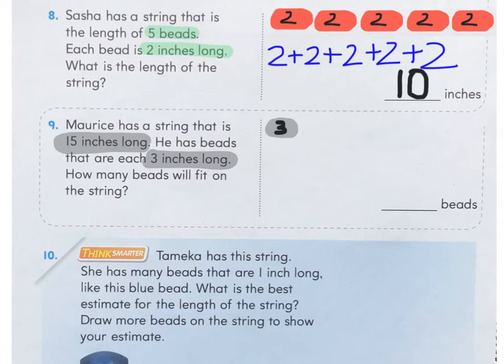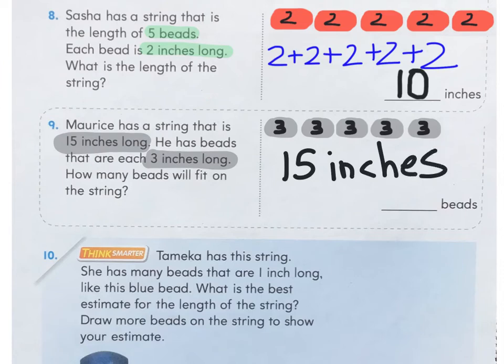So here my string right now would be 3 inches long. And if I drew another bead, it would be 6. Got to keep going till I get to 15. 3 plus 3 plus 3 is what, boys and girls? 9. Keep going. 9 plus 3 is 12. And 12 plus 3 is 15. So now I have a string that is 15 inches long.